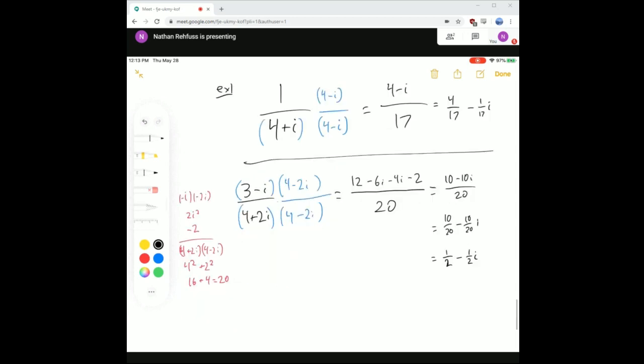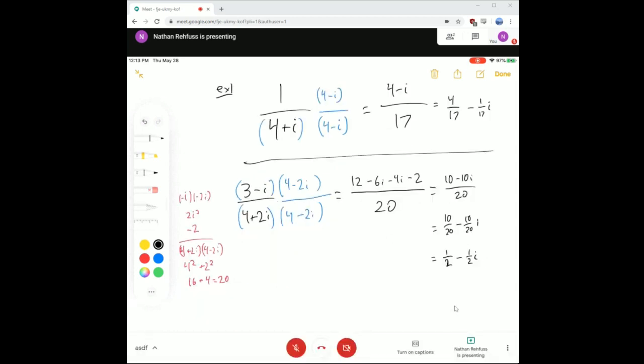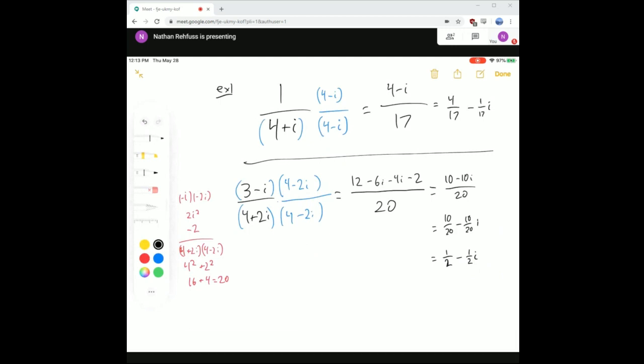So there we go. We can divide by complex numbers now. That's all there is to it. Just make sure your answer is in standard form. Is there anything else I want to say?